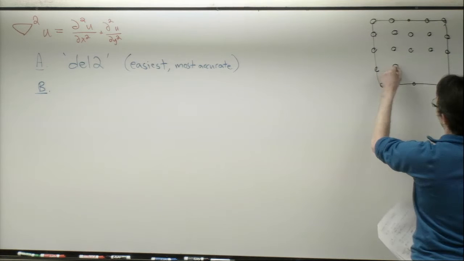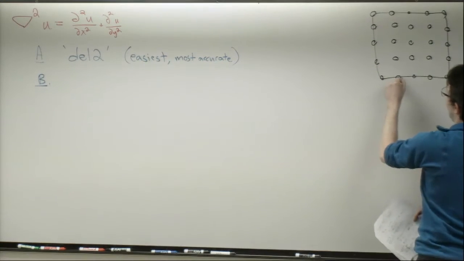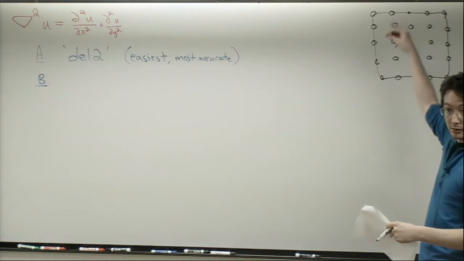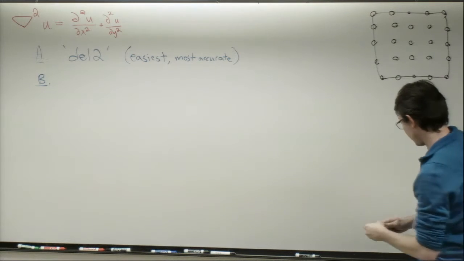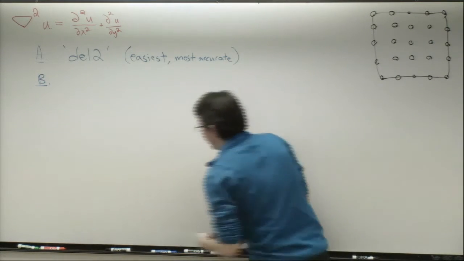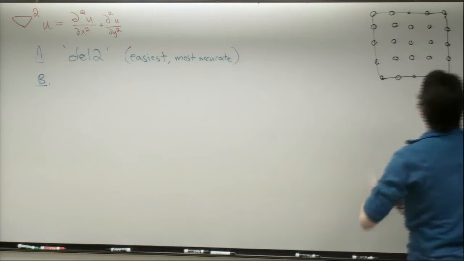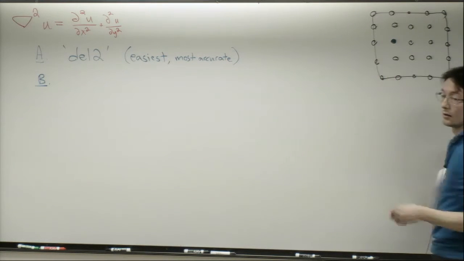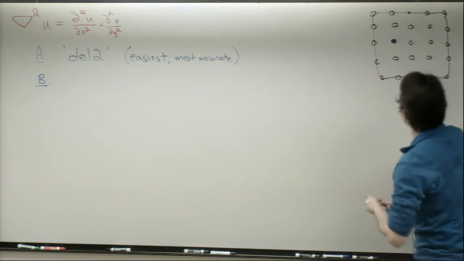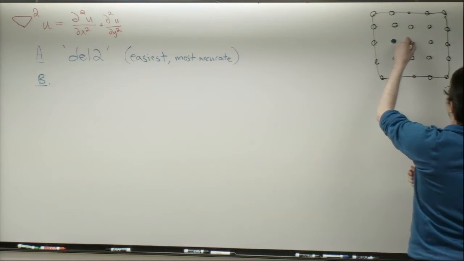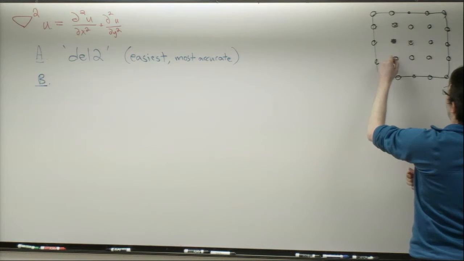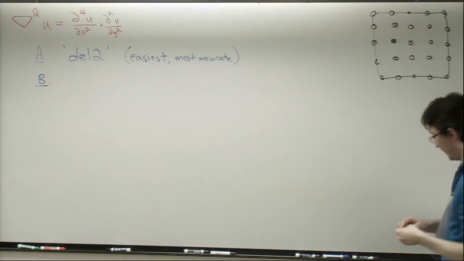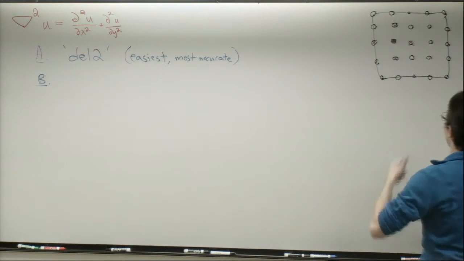Let me just write all these down. Let's say that this is my large rectangular domain. And so the idea is, if I want to compute the partial derivative, the Laplacian at this point, I can essentially do that by considering finite differences with its neighbors. Okay, so this is what we're going to do.